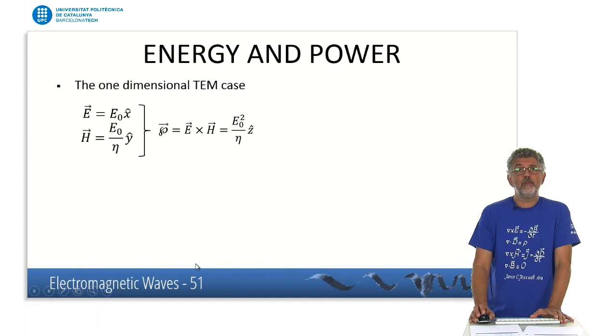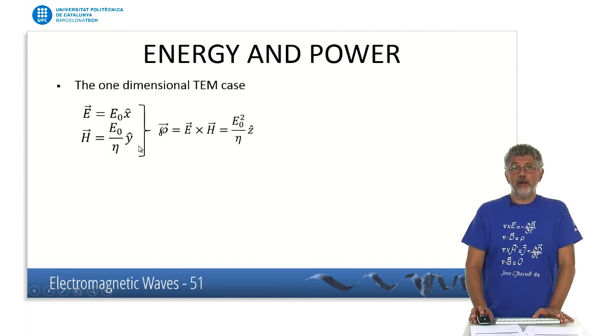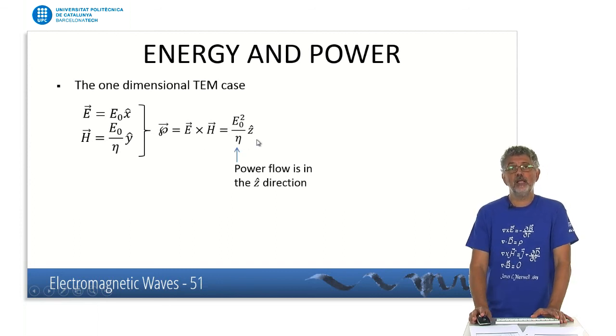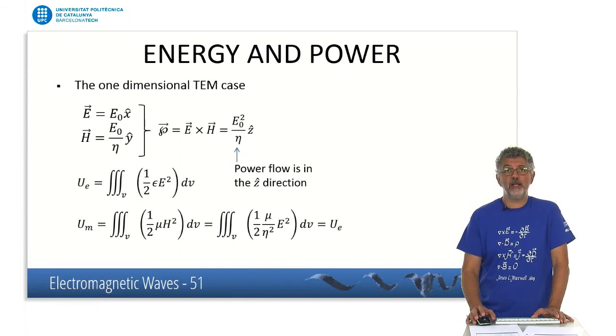Now, for the one-dimensional case, the one that we have been studying in more detail, and remembering that electric and magnetic fields are related by this, we have that the Poynting vector has this expression, and we can see that the direction of the Poynting vector is Z, which tells us that the energy or power flow is in that Z direction.